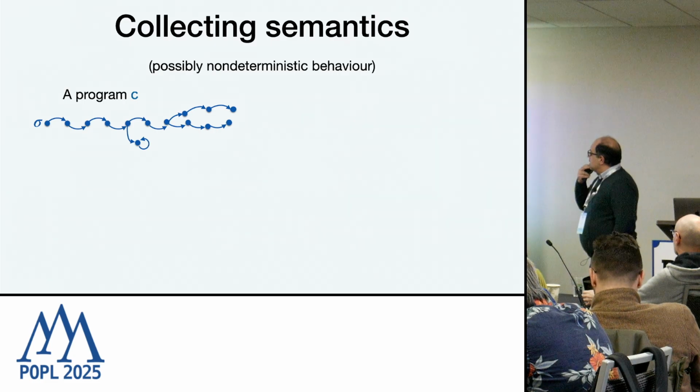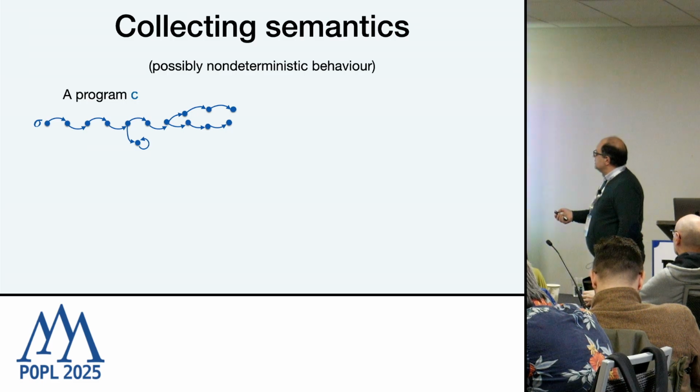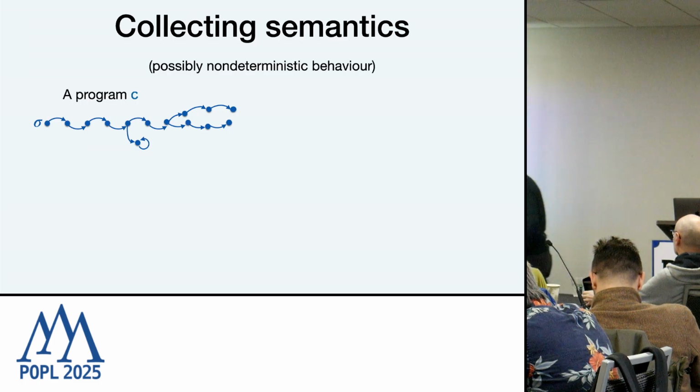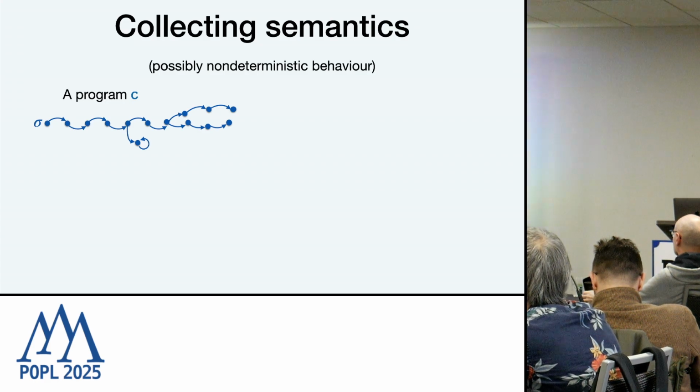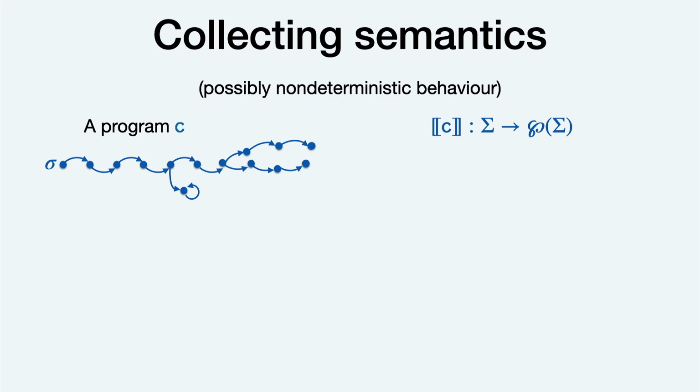So for collecting semantics, we have seen it already. We can account for non-deterministic behaviors. In general, given a source state, we can reach many target states, or we can also diverge. The collecting semantics is seen as a function from the source states to the set of possible outcomes, which can then be extended by additive lifting to the power set of states, right?